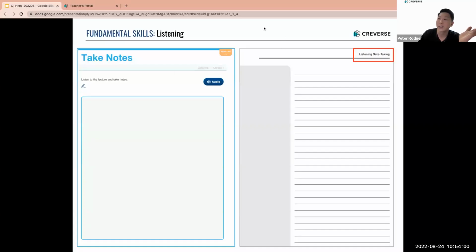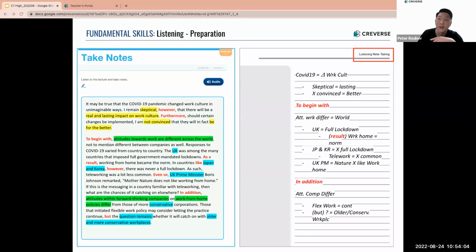Because there's really no guidance, this is how I would prep for my class. On the left hand side, which doesn't show you anything here, is basically the script. You should have access to the scripts in the SIGs.